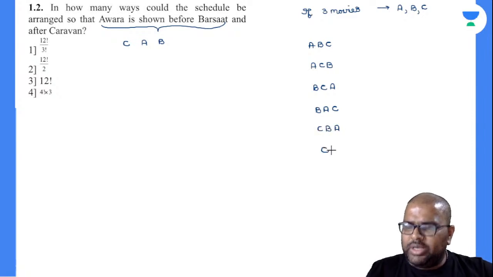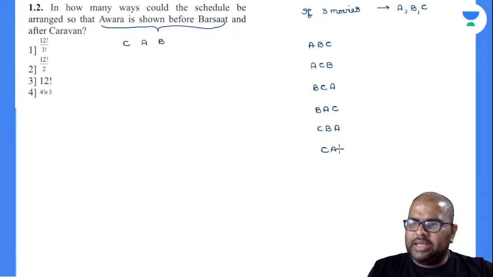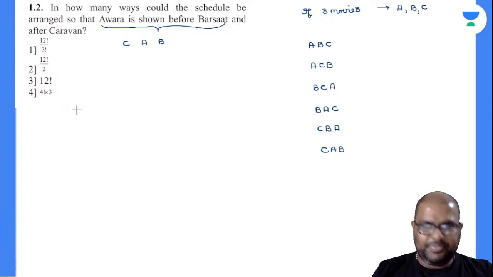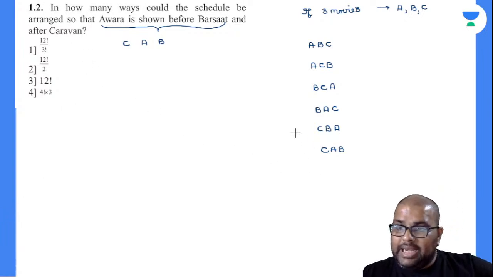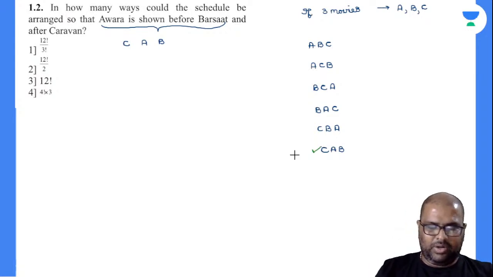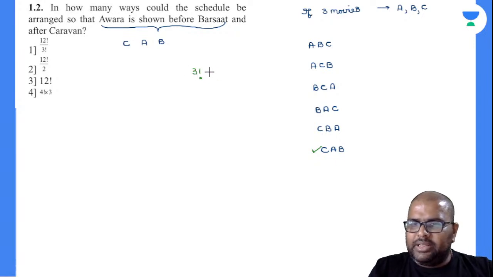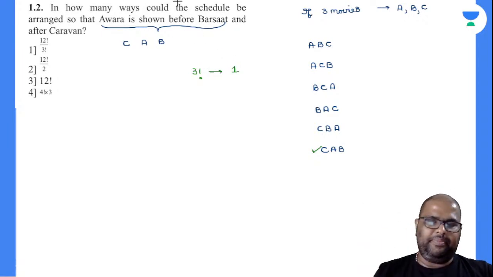So if you have only 3 movies with you, and these 3 movies can be arranged in 6 ways, am I right or wrong? Arranged in 6 ways, and your question condition is satisfied in only one way. Meaning, if you have 3 movies, these can be arranged in 3 factorial ways, and in those 3 factorial ways, there is only one way of satisfying your question's condition, C, A, B.